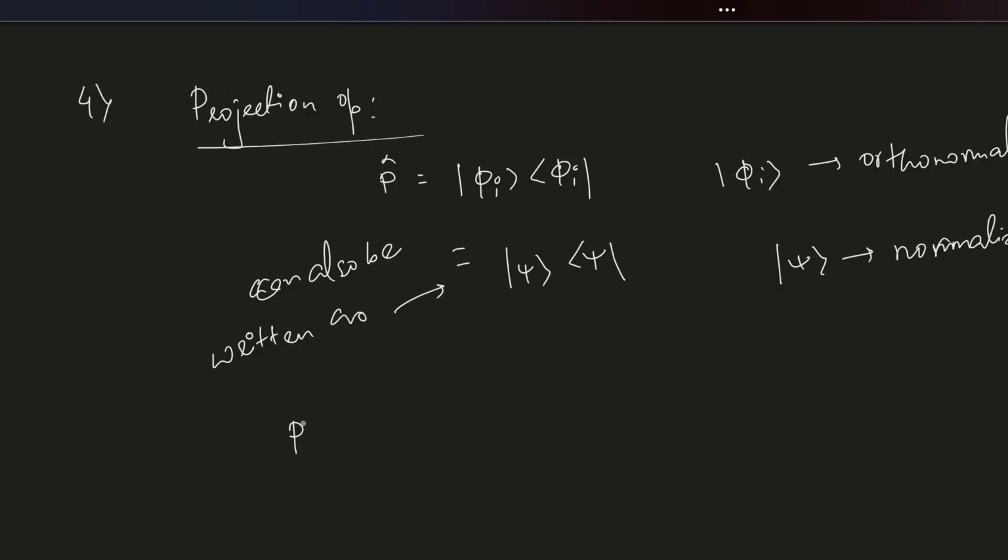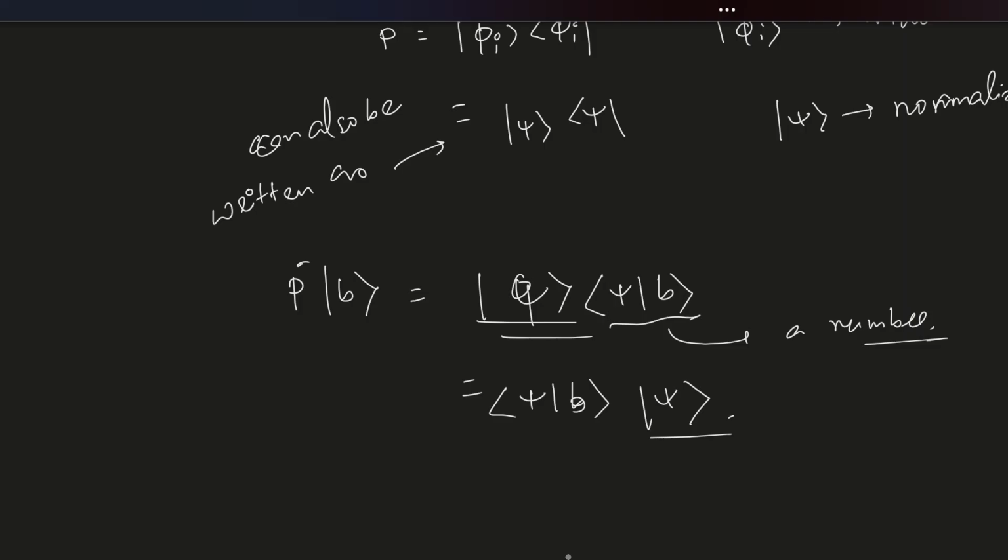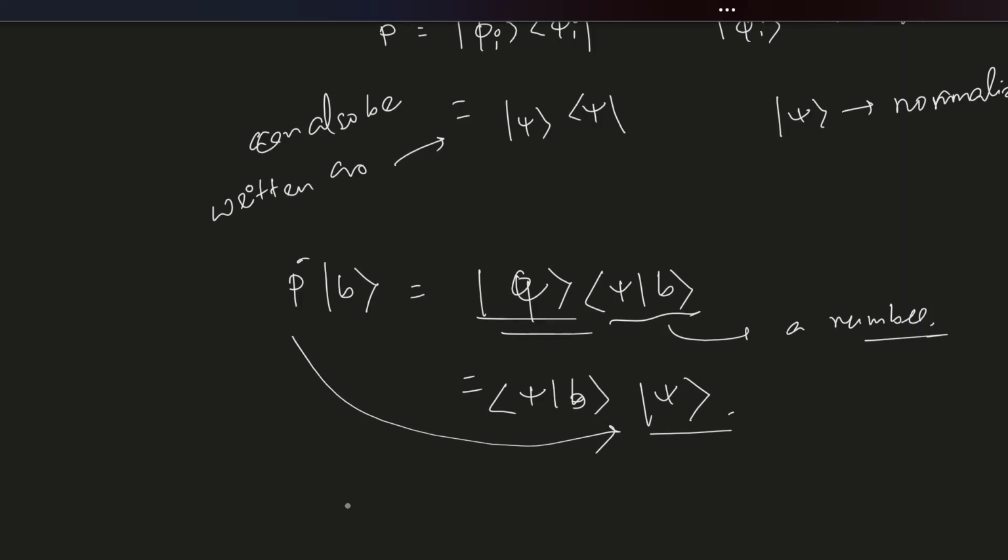So basically to prove that, we can operate this P on a B state. That means this is psi acting on B, and psi B is basically a number, not a state anymore, because this is the sandwich or bracket product of two states. That means it's a number. So we can take the number as a constant term, take it anywhere you want, and the psi is a state, so it comes on the right.